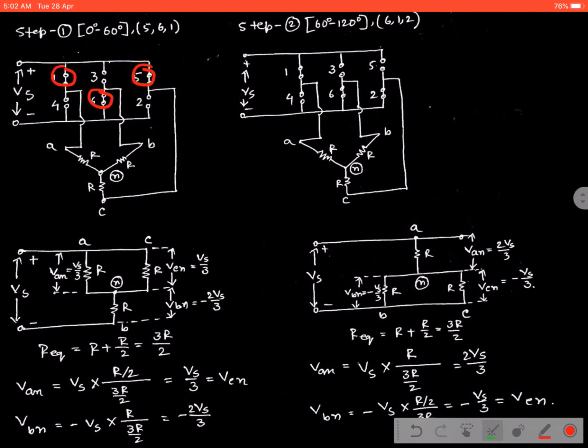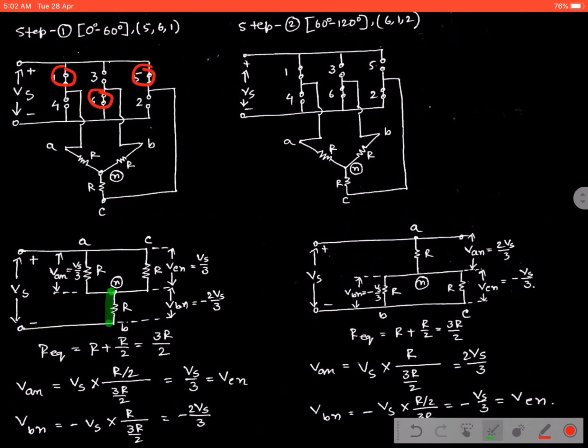Through switch 5, the positive terminal of the supply is connected to point C, then through the load and neutral point. Similarly, point C is connected through switch 5 to the supply, and then through the load to the neutral point. Similarly, when switch 6 is on, point B is connected to the negative terminal of the supply and through the load to the neutral point. That is why B is connected to the negative terminal of the supply through the load and neutral point.